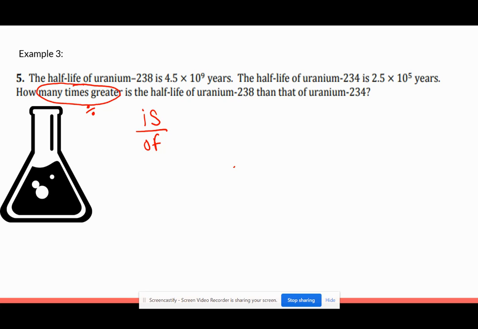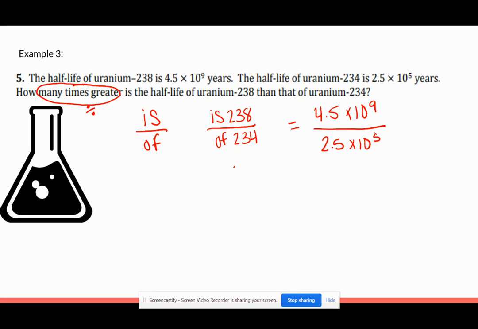So it says, is the half-life of uranium-238 (so 238) than that of uranium-234 (so 234). So "is" goes on top, and then the "of" goes on the bottom. And then I'm just going to fill it in with the scientific notation. So uranium-238, we said it was 4.5 times 10 to the 9th. And then the uranium-234 is 2.5 times 10 to the 5th. And then we're just going to divide, as usual, in our calculator.